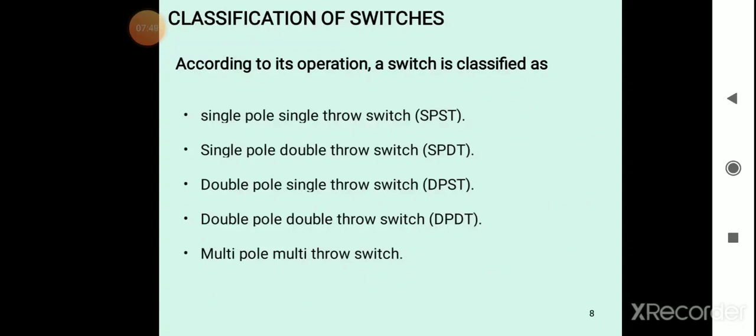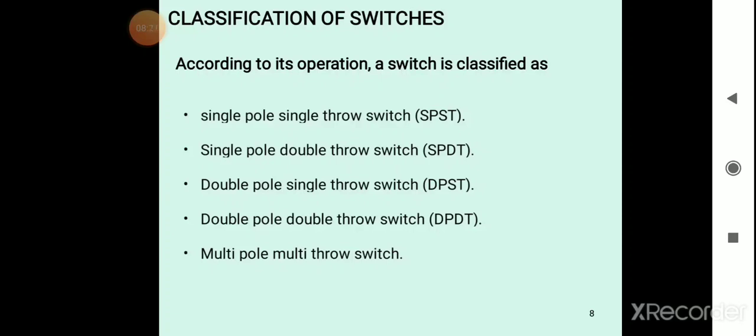Classification of the switch, you can see there. How we are classifying according to its operation. A switch is classified as the following types. The first one is single pole, single throw switch. That is, the contact is 1, the throw is 1. That's why it is called a single pole, single throw switch, as we discussed. This is a general switch.